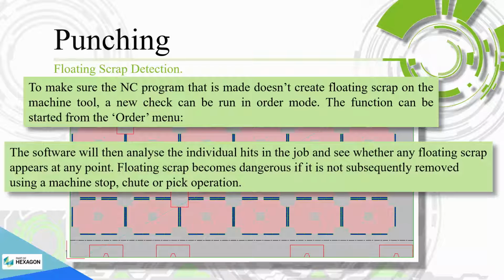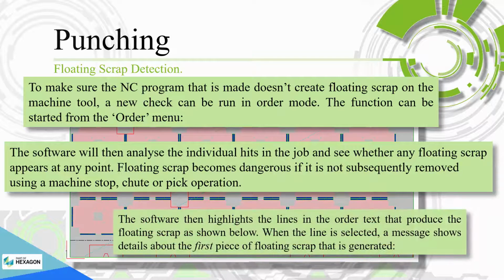The function can be started from the order menu. The software will then analyze the individual hits in the job and see whether any floating scrap appears at any point. Floating scrap becomes dangerous if it is not subsequently removed using a machine stop, chute, or pick operation. The software then highlights the lines in the order text that produce the floating scrap. When the line is selected, a message shows details about the first piece of floating scrap that is generated.